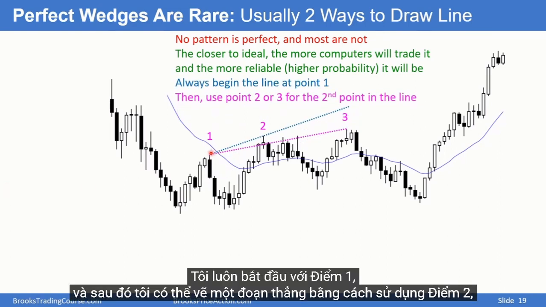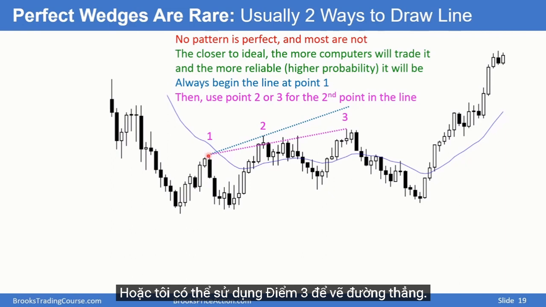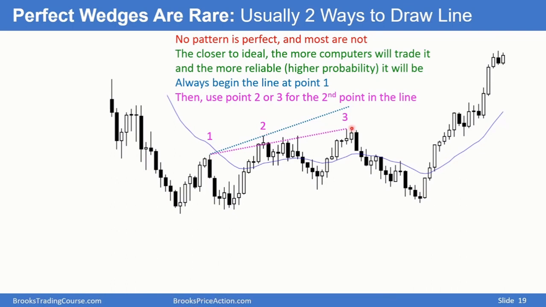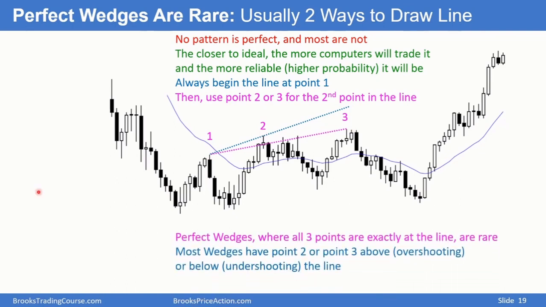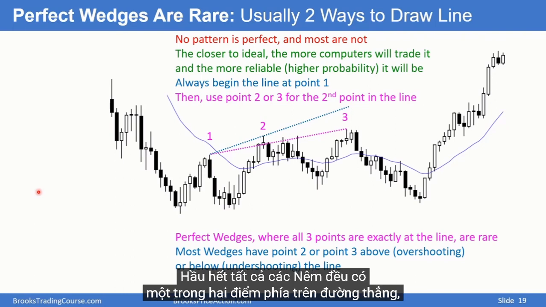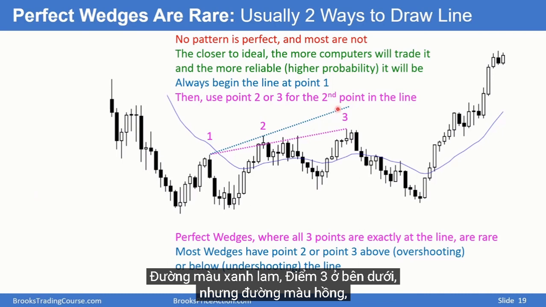I always start with point 1, and then I could draw a line using point 2, and the line would be there. Or I could use point 3 to draw the line, point 1 and point 3. So there are 2 ways to draw the line. All lines start with point 1, and I could either create a line using point 2 or point 3. It's rare to have a perfect wedge where the 3 points are on the line. Almost all wedges have either one of the 2 points above the line or one of the 2 points below the line. For the blue line, point 3 is below.